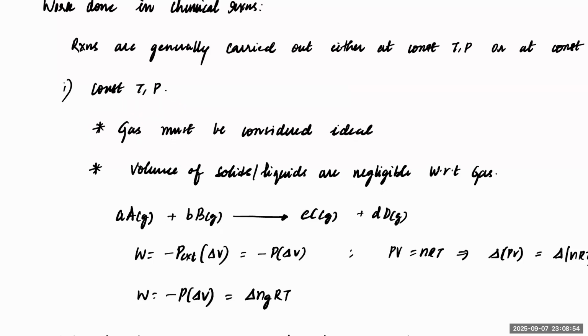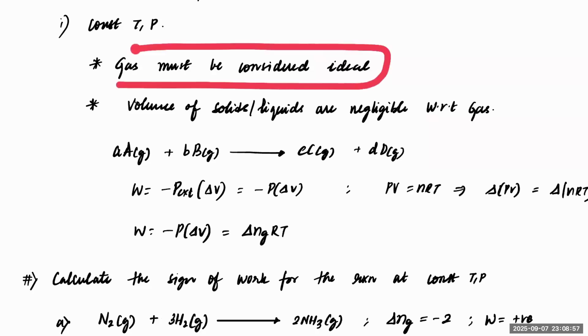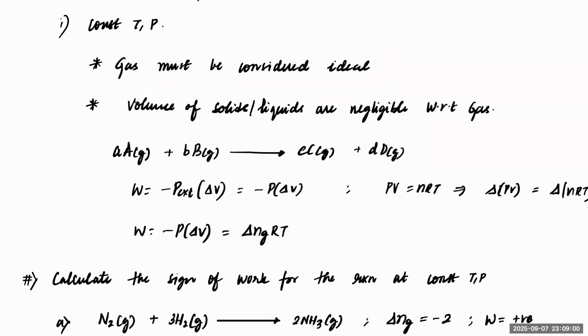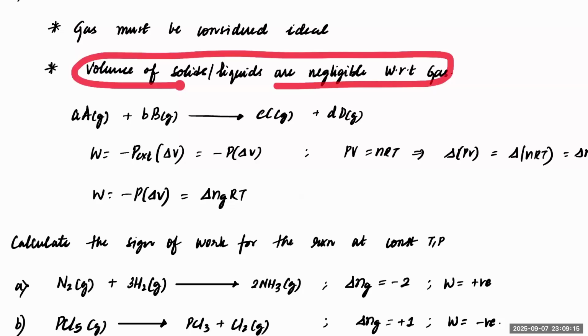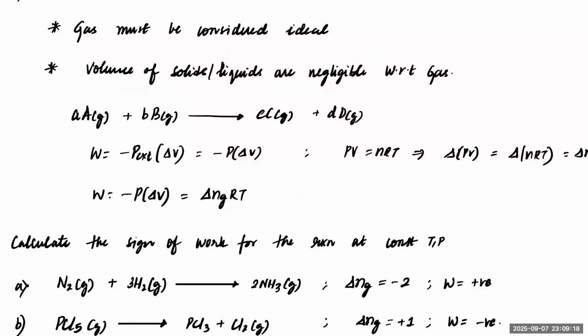Now, in that case, we assume whatever gases are involved, whether on the reactant side or on the product side, are all ideal gases. Second, the volume of solids or liquids compared to the volume of the gases is negligible. Got it? So wherever you have solids or liquids, we simply neglect their volume and check what other gases are involved. Based on the gases' volume, we will figure out how much work is being done.